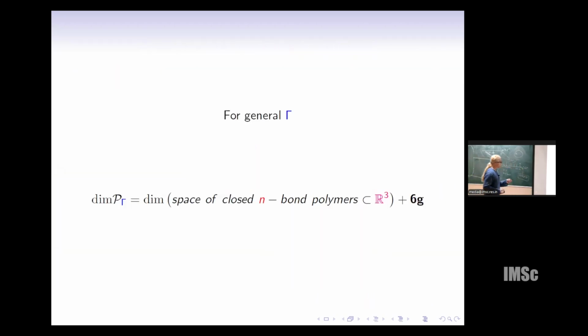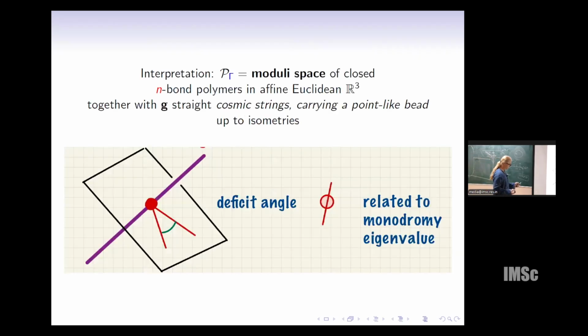Okay, so for general gamma, the phase space, if you look at the dimension, in addition to the space of closed n-bond polymers on R3, contains also 6 times G parameters. So for each genus, you have 6 parameters. What these 6 describe is a choice of a cosmic string, a choice of the bead on the string, and the choice of the deficit angle.